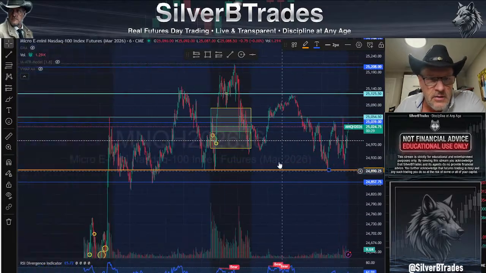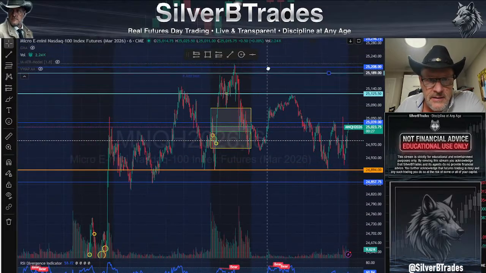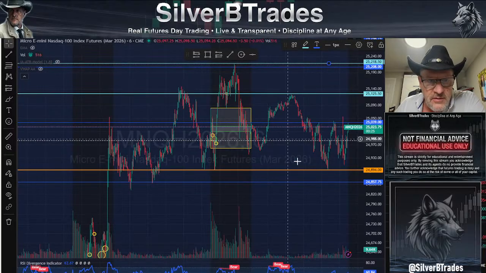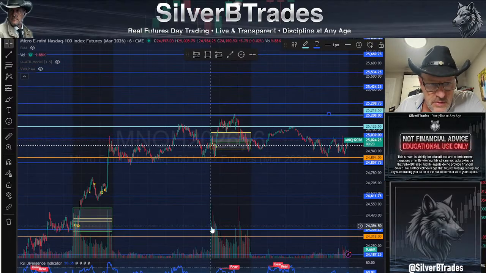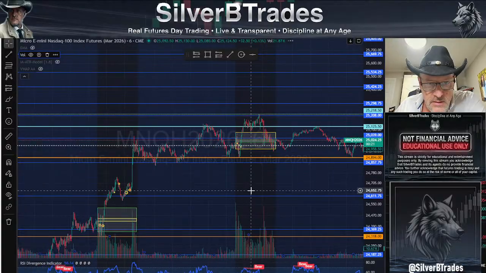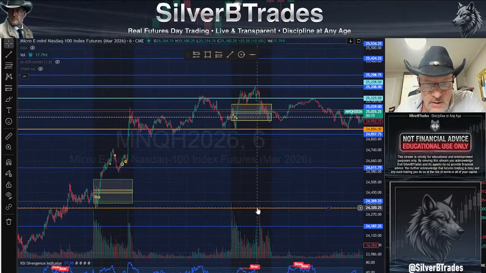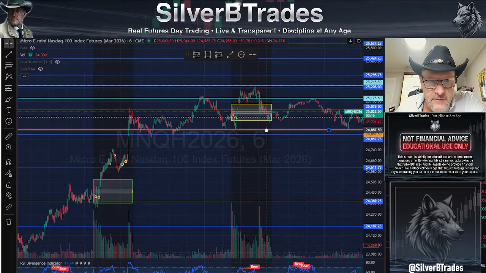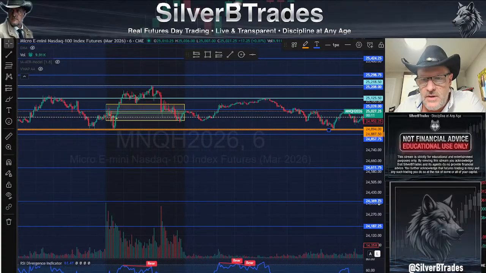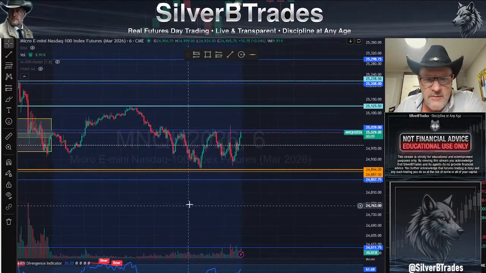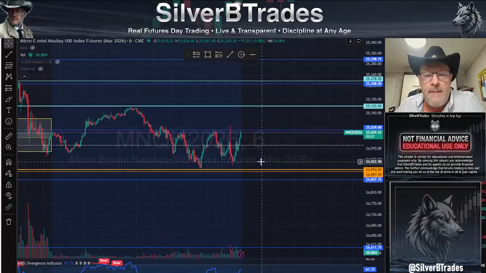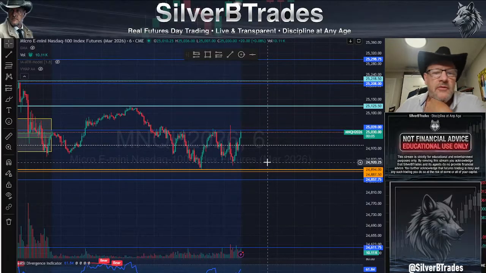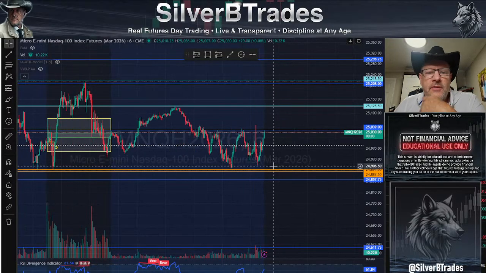Then I mark the high of yesterday's regular session and the low. Pick the low from here, and isn't that interesting? It's almost exactly the same, and so I'll leave it a little bit spaced apart. It's not exact, but I don't want to overlap those lines. But that's where we are. So kind of what does that tell us?